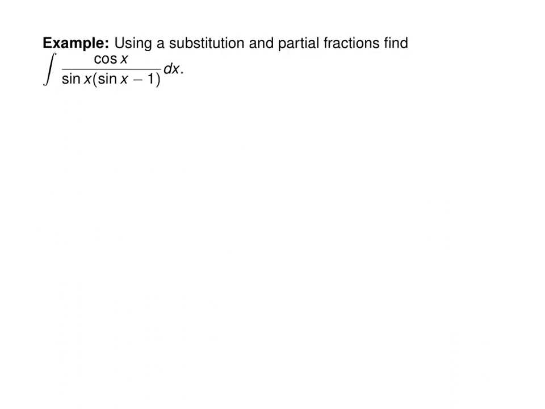Now here, use substitution and partial fractions to find the integral of cosine x over sine x times the quantity sine x minus 1. So you can combine the partial fractions technique and substitution to evaluate integrals of this form. So if you let u equal sine x, then du is going to equal cosine x dx. And then my integral becomes the integral of 1 over u times u minus 1 du. And we can use partial fractions to evaluate that.